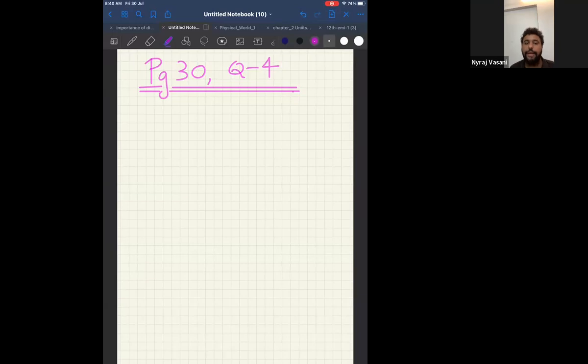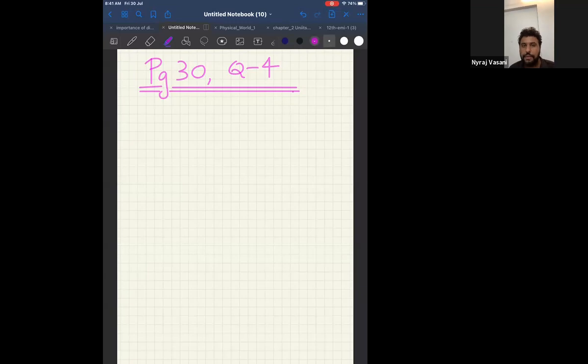Let me repeat. If it is a uniform magnetic field, there is no change of flux. Now, according to Faraday's law, change of flux will lead to EMF and EMF will lead to current. But in this case, change of flux is not happening. Therefore, the answer will be C, 0.